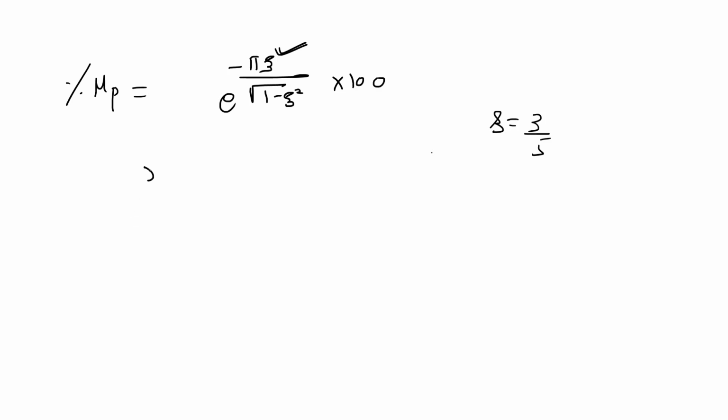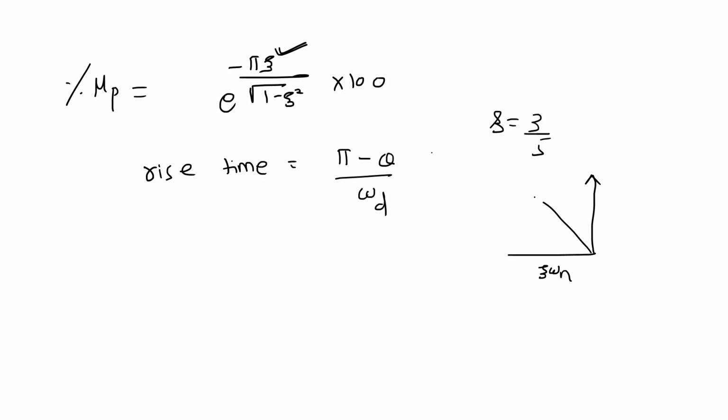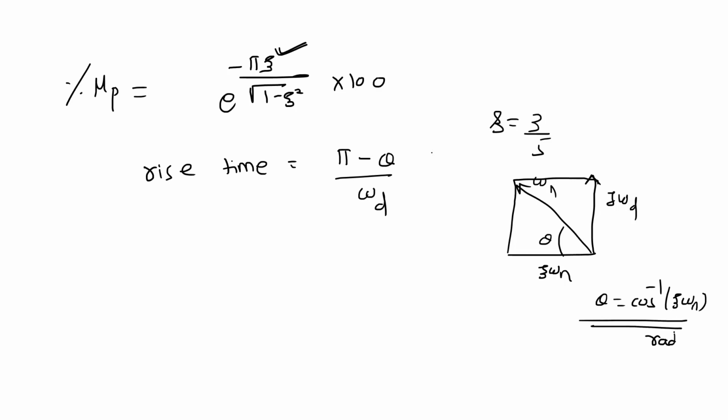Now find out the rise time, sir. What is the rise time formula? Pi minus theta divided by omega d. Theta you need to find out, because this is the cos inverse. This is the real part, zeta omega n is given. This is the imaginary part, and this is your omega n. So this angle is your theta. This is your j omega d. So theta equals cos inverse of zeta. That should be in radians, remember, because you are subtracting something from pi, and pi is in radians.